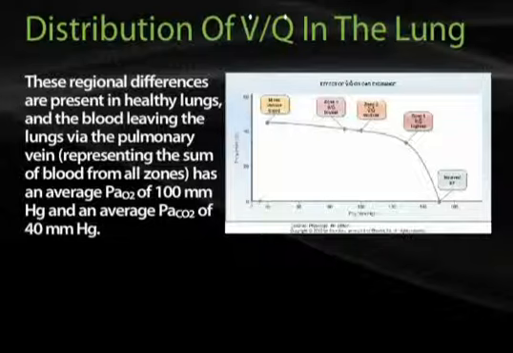We can average these regional differences for a healthy lung such that the blood leaving the lungs via the pulmonary vein, the sum of blood from all the zones, has an average arterial O2 of 100 and an average CO2 of 40, our normal arterial values.